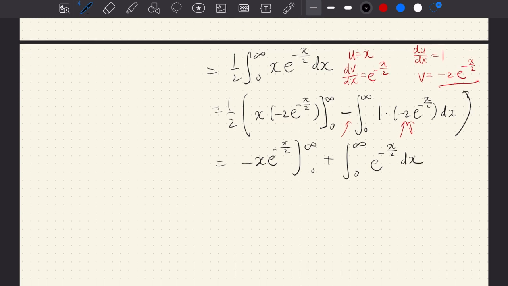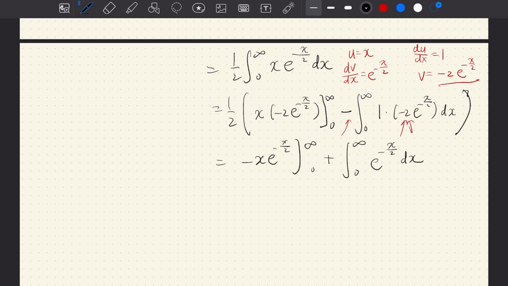Previously we said that the antiderivative of e^(-x/2) is actually easy, because we have already derived it. When dv/dx is e^(-x/2), we said v is equal to negative 2 times e^(-x/2). So the antiderivative can be written as negative 2 e^(-x/2).